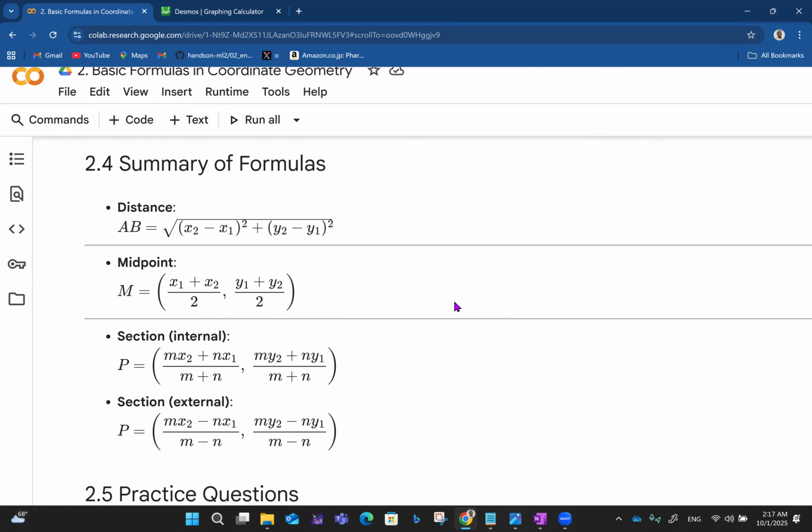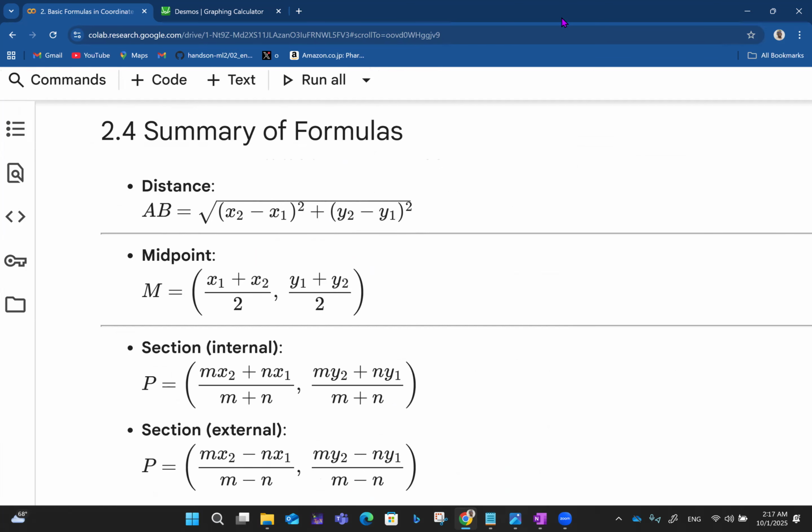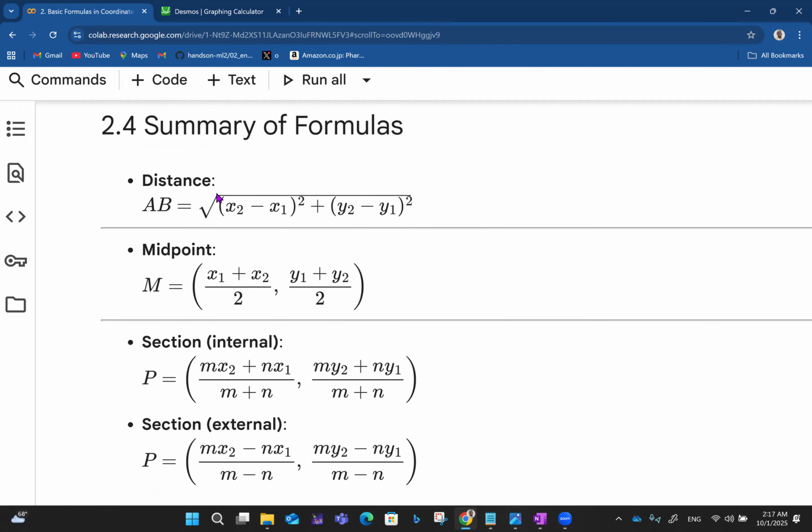So in summary, look at the formulas. For the distance formula, the distance between A and B is given as the square root of (x2 minus x1) squared plus (y2 minus y1) squared. Midpoint M is ((x1 plus x2) over 2, (y1 plus y2) over 2). Then the section formula: if you want to divide a line internally, P is equal to ((mx2 plus nx1) over (m plus n), (my2 plus ny1) over (m plus n)). If you want to divide externally, you have ((mx2 minus nx1) over (m minus n), (my2 minus ny1) over (m minus n)).